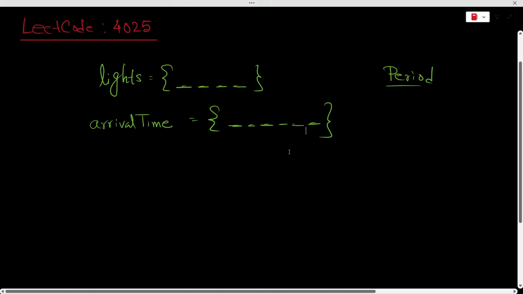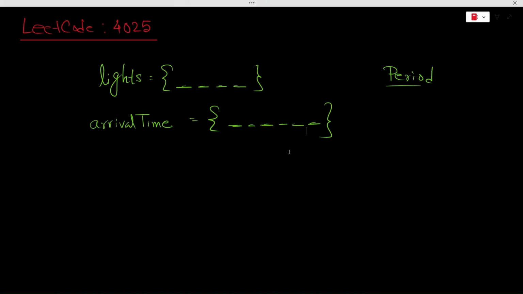The problem states that there are some traffic lights which have different green duration times, lights of i denoting the duration time of each light, but the traffic lights have the same cycle period. So the red duration of each light will be period minus lights of i. Now there are some cars which have the arrival time given in this arrival time array.